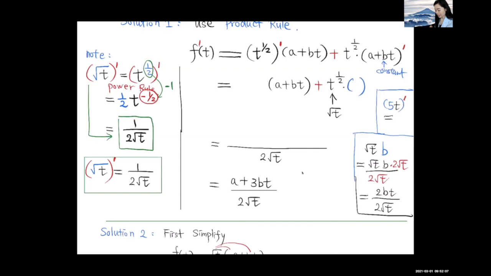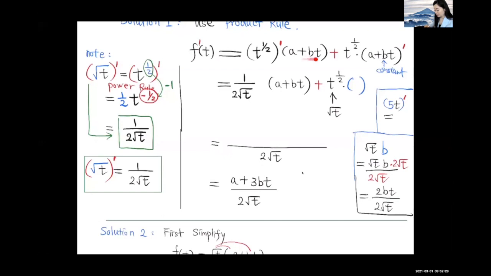So I would suggest that you remember the derivative of square root of t as 1 over 2 square root of t. Okay, so go back over here. The derivative of t to the 1/2 power here will be 1 over 2 square root of t, times this second function, plus t to the 1/2 power times the derivative of this second function. Now remember a and b are constant. So the derivative of a will be 0 because the derivative of a constant is 0.